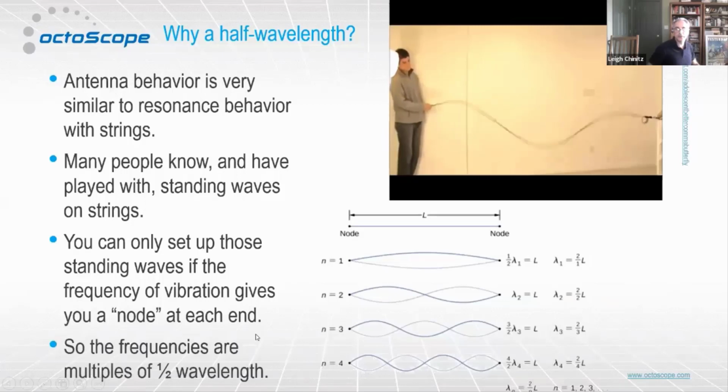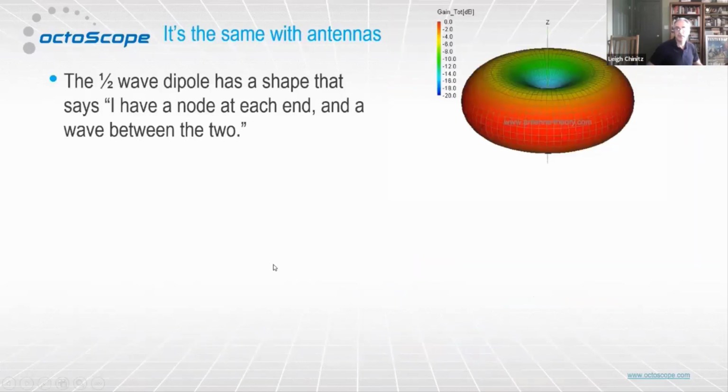So again, the frequencies that you'll get are multiples of half a wavelength. And it's pretty much the same with antennas. The half wave dipole that I talked about before, again, has this shape that I described, this toroid, this donut shape. And it is basically, if you want to think about it, kind of fixed at the top, fixed at the bottom, and then it's got this peak out here towards the sides. And so it's got a node at each end and a wave between the two.